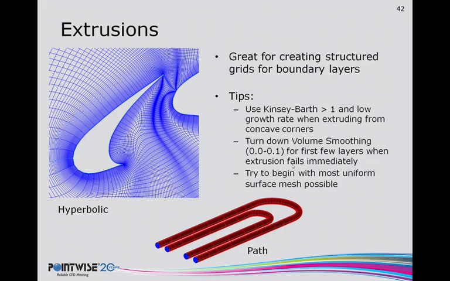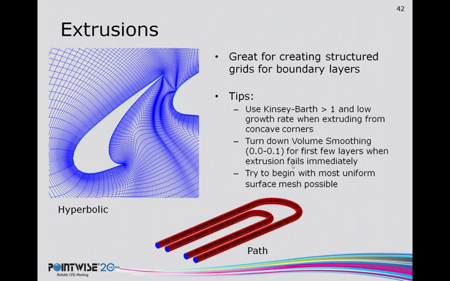The other thing to keep in mind is that extrusions are going to behave best whenever they have a nice uniform surface grid to start from. So if you have a rapid jump in cell area, for instance, or cell spacing, node spacing on a connector, the hyperbolic extrusion is going to potentially fail for that. So those are some things to try.